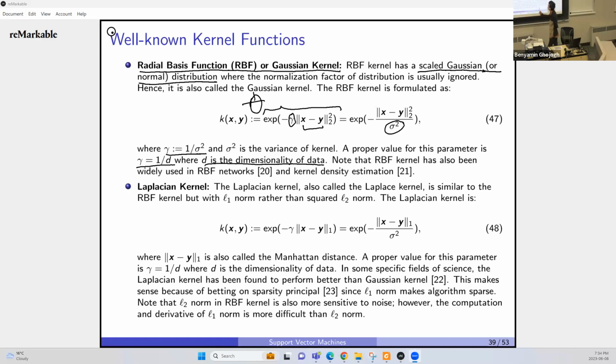As far as I remember, I think the Scikit-learn library says that. I got this line from the Scikit-learn library. Note that the RBF kernel has also been widely used in RBF networks. If you have seen my deep learning course, I have talked about RBF neural networks, and kernel density estimation. They are used a lot in kernels.